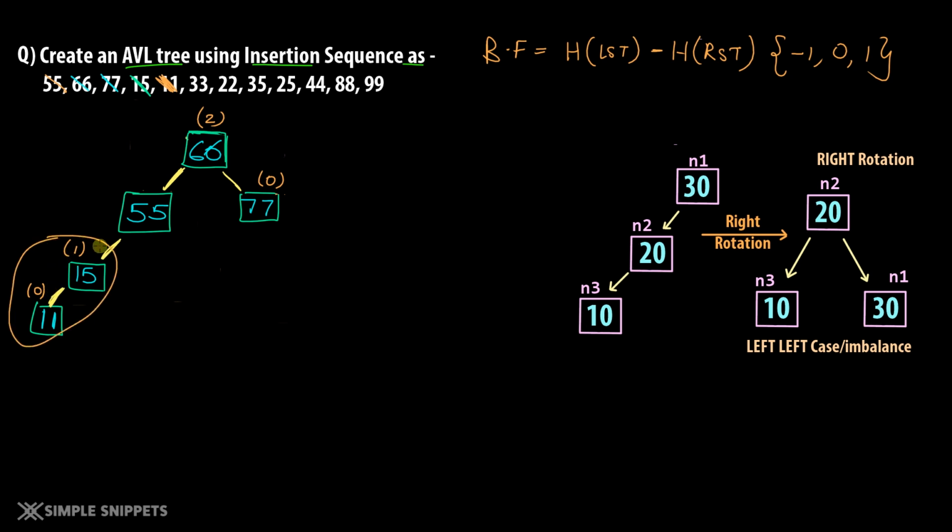For this node that is 55 the left subtree is these two nodes, correct? So the height is 1. So 1 minus, what is the right subtree for 55? We have nothing to the right of 55. So it would mean minus 1, right? So 1 minus minus 1 will again give you 2, correct? So you can see now there are two nodes which are imbalanced.